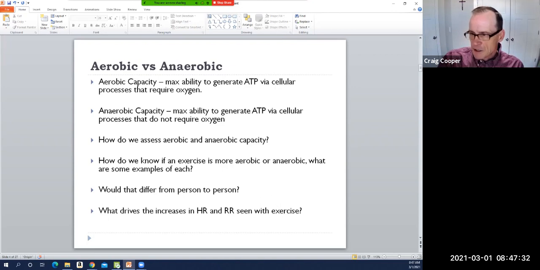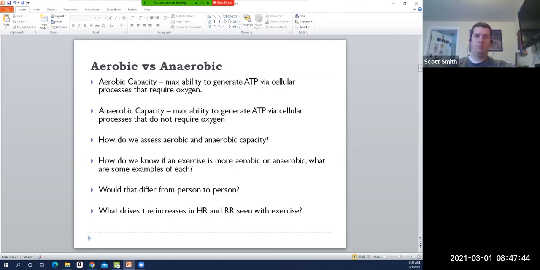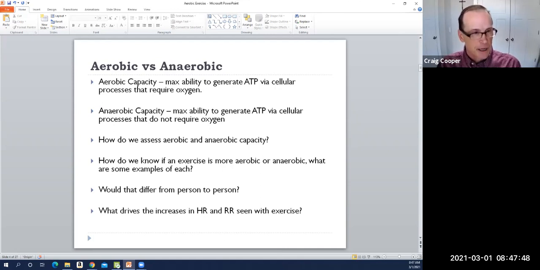And so these changes in heart rate and respiratory rate are, again, compensations to help reestablish homeostasis. They're not proactive mechanisms to help deliver oxygen. They're reactive mechanisms to help get rid of waste. The side benefit is that they do help deliver oxygen too, but the reason that we see those changes is that the body's trying to reestablish homeostasis. So all these things are driven by increased waste production, really.